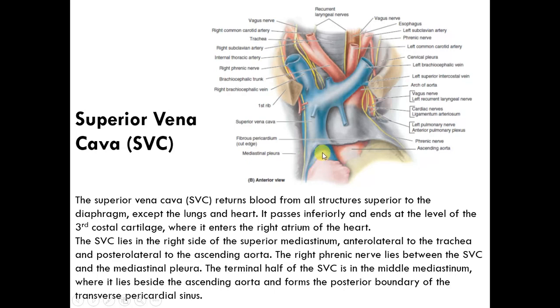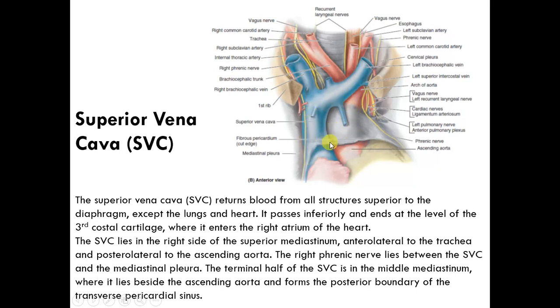It is located on the right side of the superior mediastinum, anterolateral to the trachea, you can see here, posterolateral to the arch of aorta, and posterolateral to the ascending aorta, and it forms the posterior boundary of the transverse pericardial sinus, that we will see when we study the heart and pericardial cavity, how the transverse pericardial sinus is formed and how it forms a relation there.